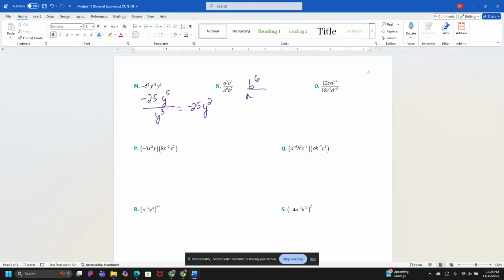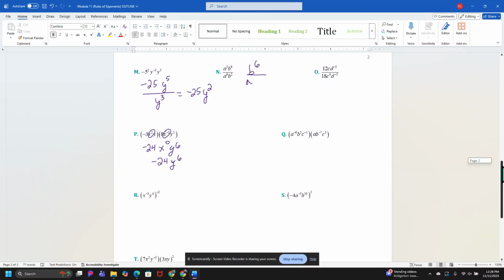Now let's hop down to one of these. So let's work through our powers. 8 times 3 is negative 24. 2 minus 2 is 0. Okay. And y minus 5. Well, 1y and 5y is 6. That's y to the 6. You really don't have to put x to the 0 because that's just 1. So you have negative 24 y to the 6th. Okay. I'll let you all try that next one because it works the same.